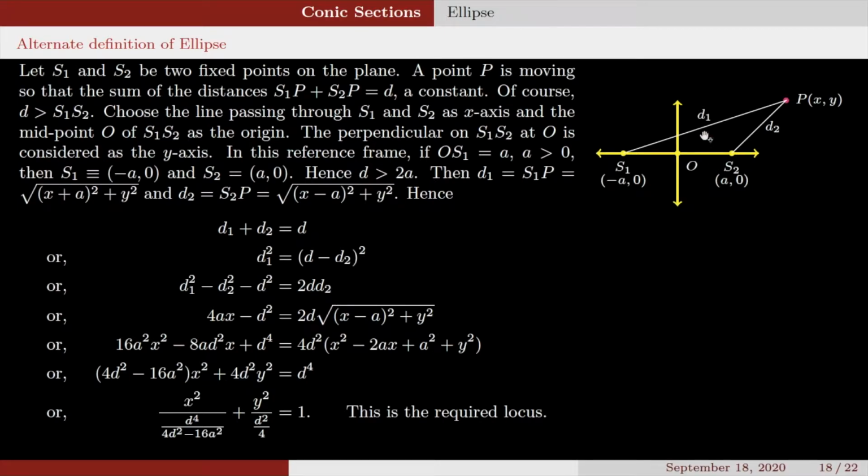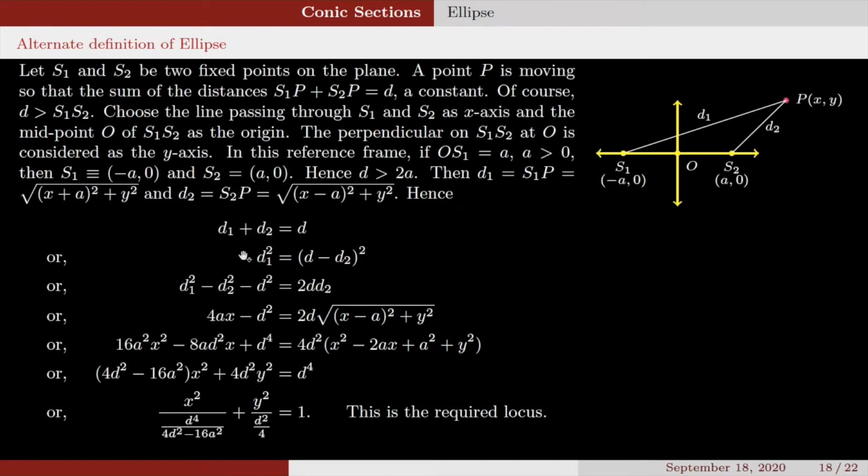Once you set up these axes, let the distance OS2 be A. Then S2 will be (A, 0) and S1 will be (-A, 0), because these two are on opposite sides. Let P be any moving point on the locus. PS1 is your D1 distance, and PS2 is your D2 distance. The sum of these two distances is constant: D1 plus D2 is equal to D. This is the given condition.